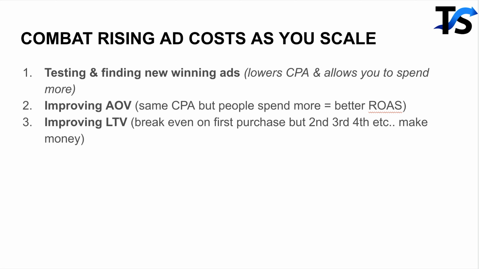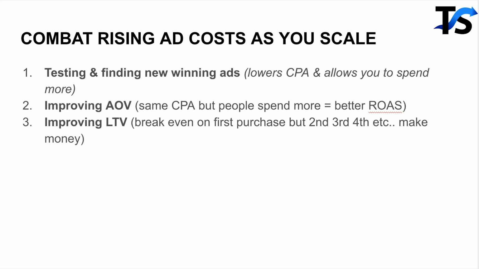Now, as you start to scale, obviously, even when you have all this dialed in, you're still going to see rising ad costs. So how do you combat that? For us, we're consistently testing and finding new winning ads. Every week we introduce a new creative concept into an account. And every week we also try to learn from our previous week's mistakes, of what didn't work, so that we can continue refining and finding new winning ads inside of an account. It's going to allow us to lower CPA and allows us to spend more.